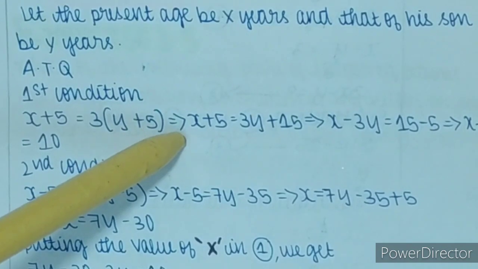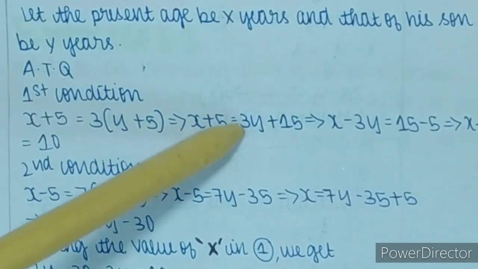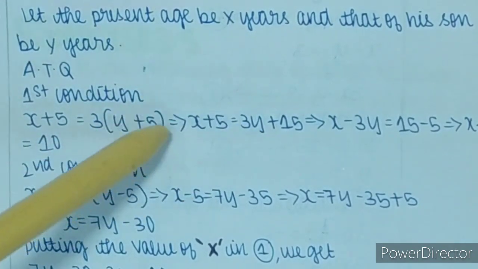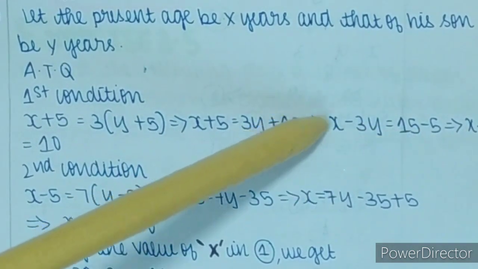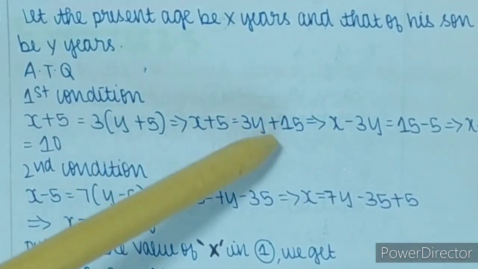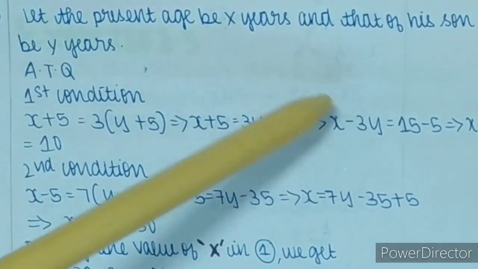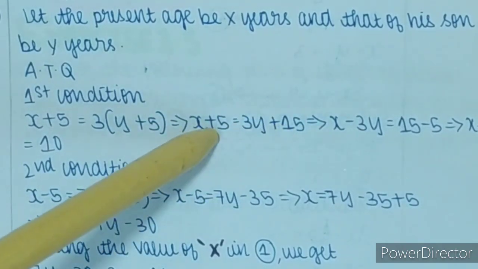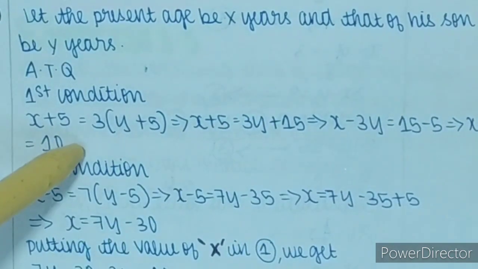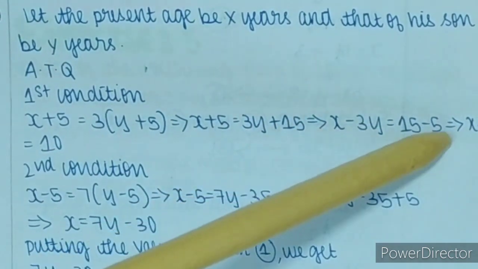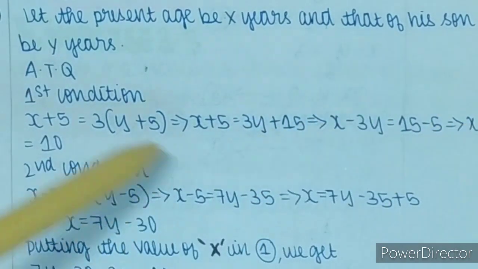So solving it further, we get x plus 5 is equal to 3 into y, 3y plus 15, 3 fives are 15, which is equal to x. Here bring x and y values to one side: x minus 3y on one side, and 15 minus 5 on the other side, which is equal to 10. Therefore x minus 3y is equal to 10.